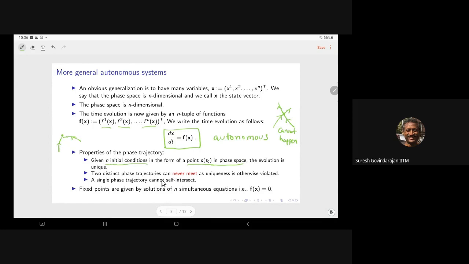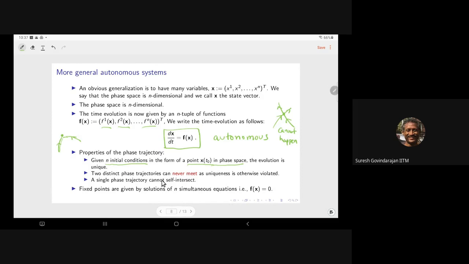That is allowed. The reason is, as we saw in the 1D case itself, if you're approaching a fixed point, it takes infinite time. So this trajectory runs for infinite time, and the actual end point, the fixed point, is not actually in that trajectory. So this is the thing.